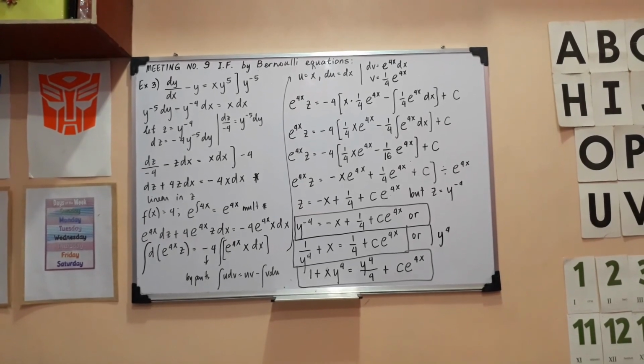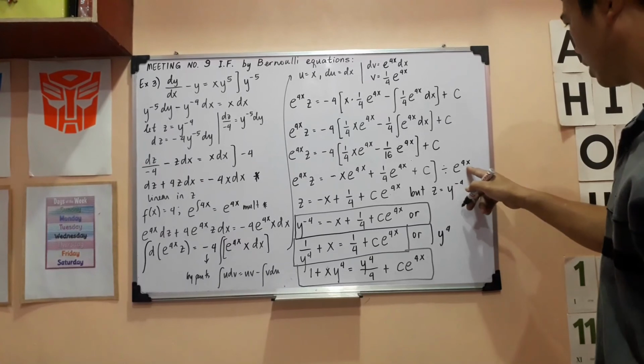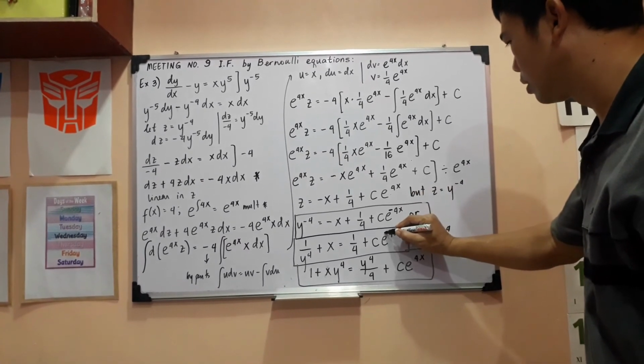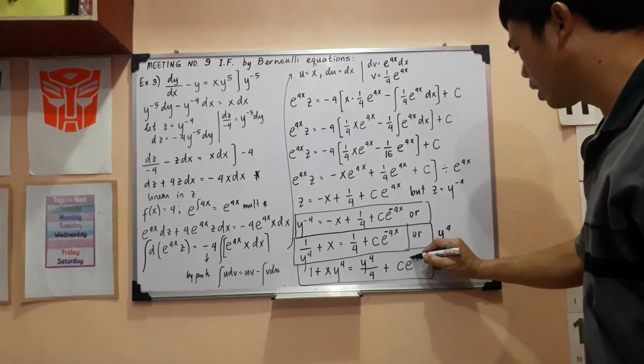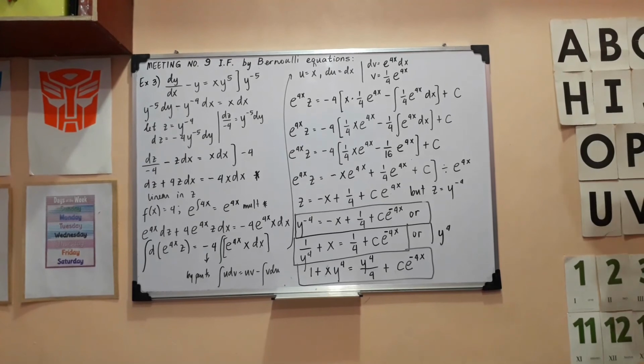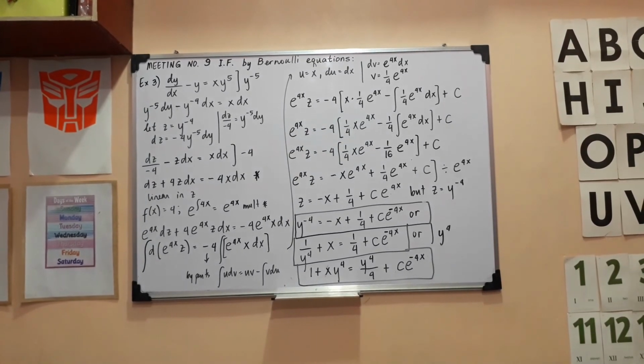Pahabol, guys, lagi doon nagkakamali. Pag divide natin ito ng e raised to 4x, ito ay nagiging negative yun kasi nga divide yun eh. Lagi na lang doon nagkakamali, yung simple na yun. So yan, yung ating Bernoulli equations. So, careful ha.